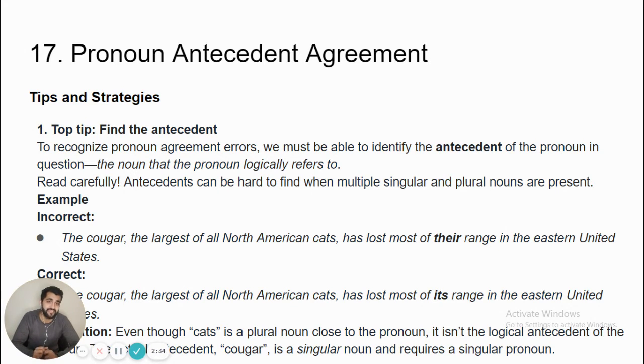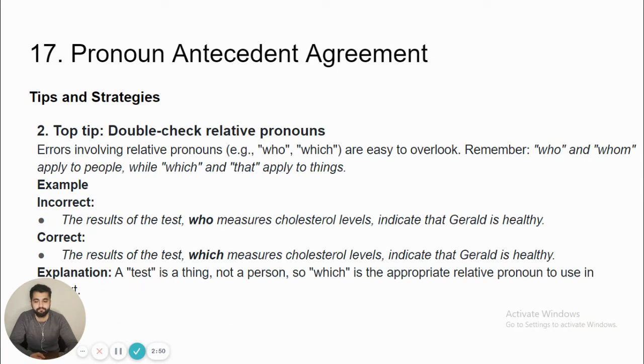So your antecedent in this case is cougar. The cougar is a singular noun, so your pronoun should also be singular. Right. So the correct sentence is the cougar, the largest of all North American cats, has lost most of its range in the eastern United States.